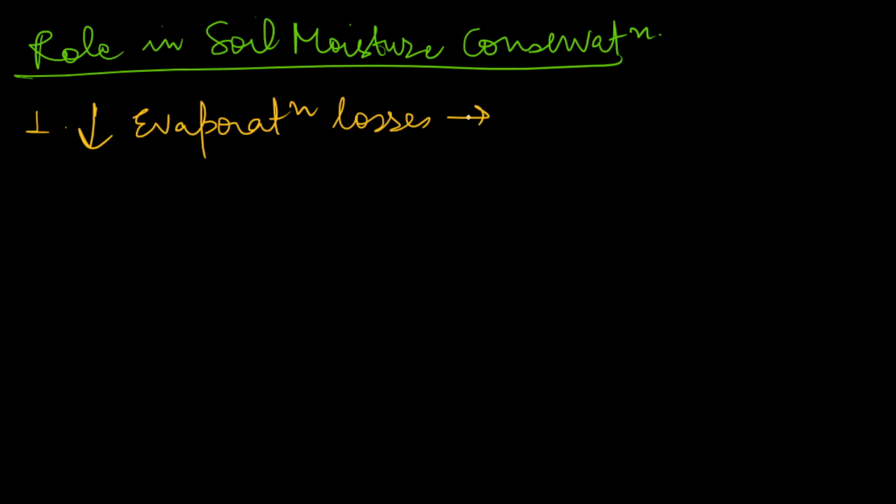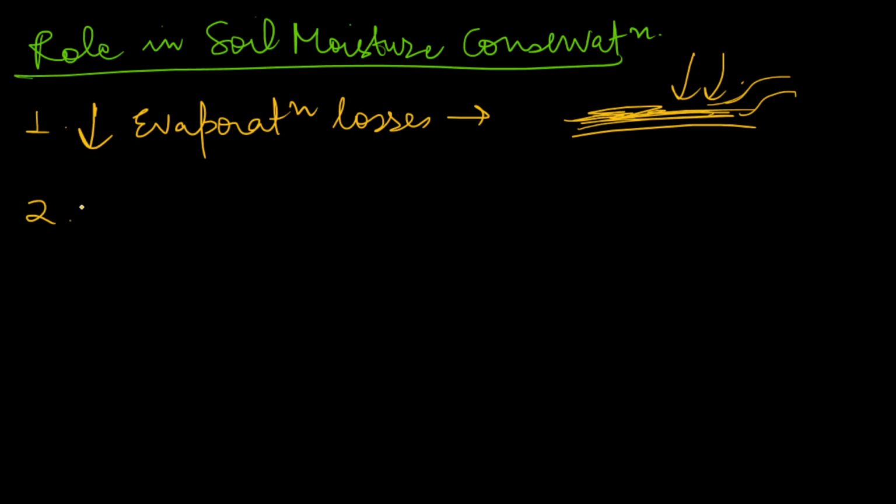There is no direct sunlight, as mulches act as a barrier between the sun, wind and the soil. Suppose this is our soil, and if you have done paddy straw mulching or any mulching, sunlight will not directly hit the soil. The wind will not be able to take away moisture from the soil, because it acts as a barrier. So obviously it will reduce evaporation losses.